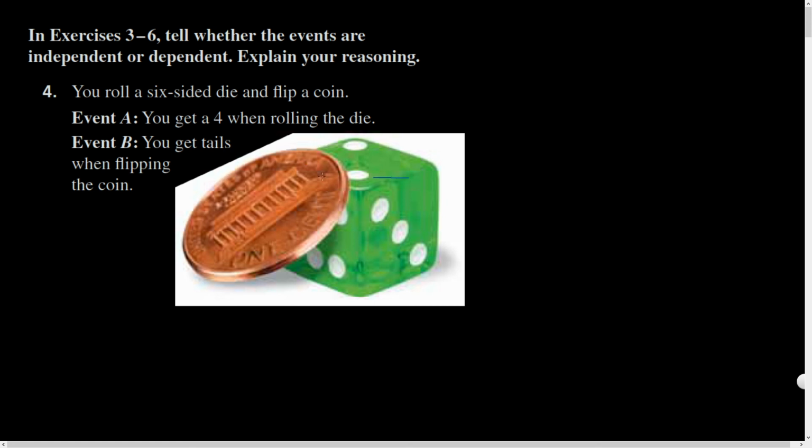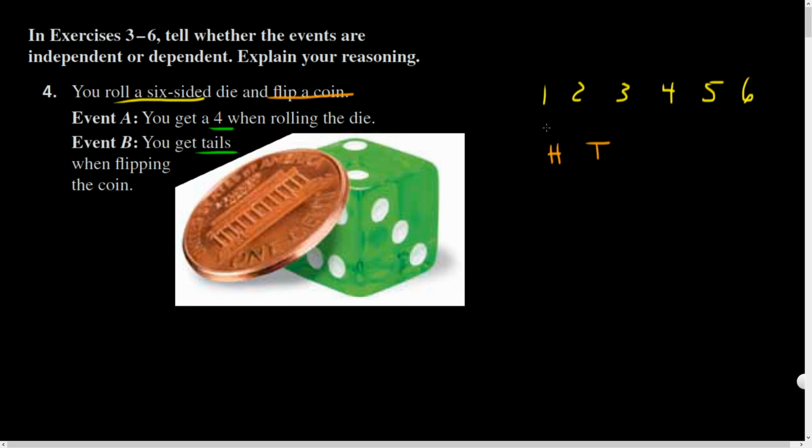All right, and so the possible outcomes when rolling a six-sided die are 1, 2, 3, 4, 5, 6, and then flipping a coin, the outcomes are going to be heads, tails. And so the probability of getting a 4 is what we would consider success on the die, and the probability of getting a tails when flipping the coin.